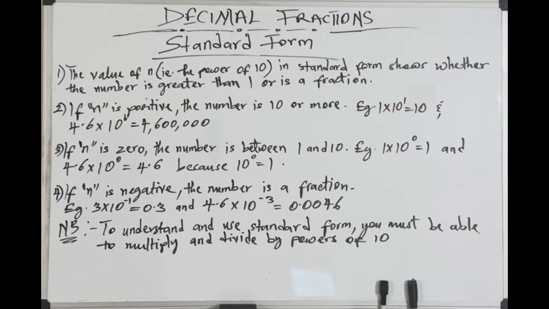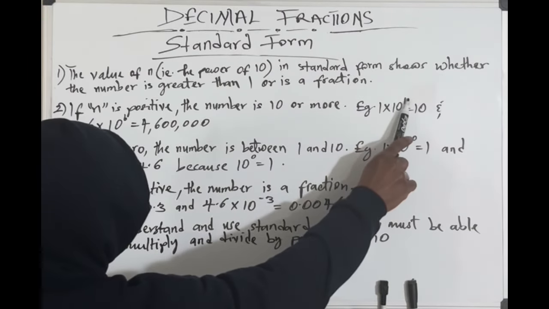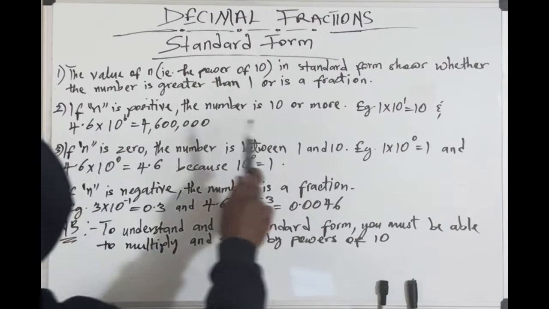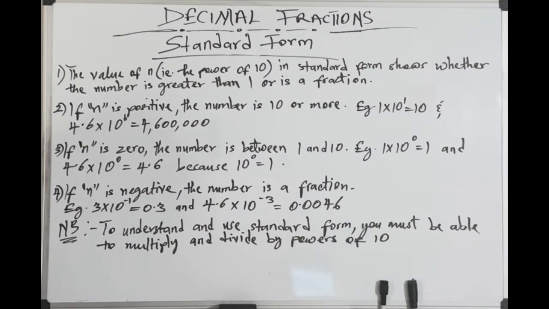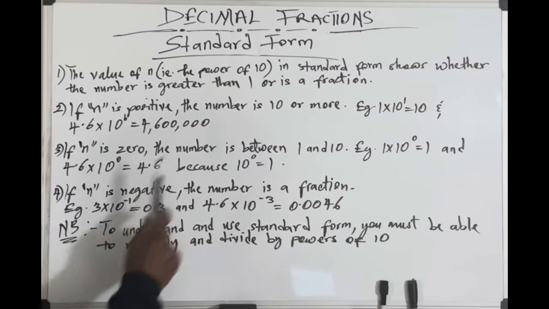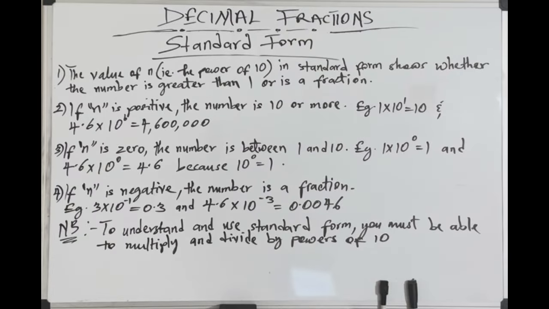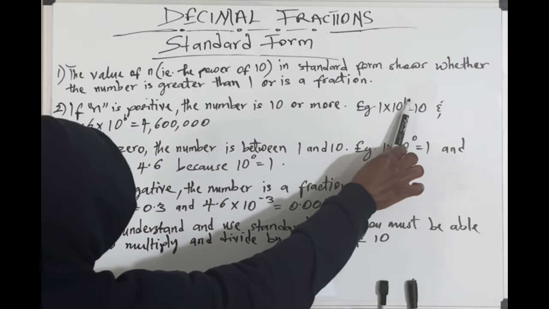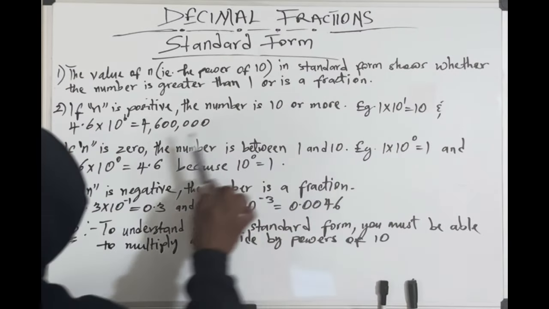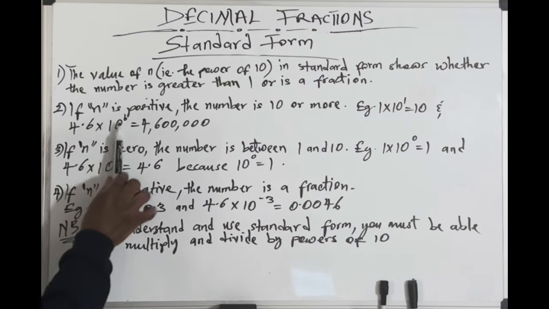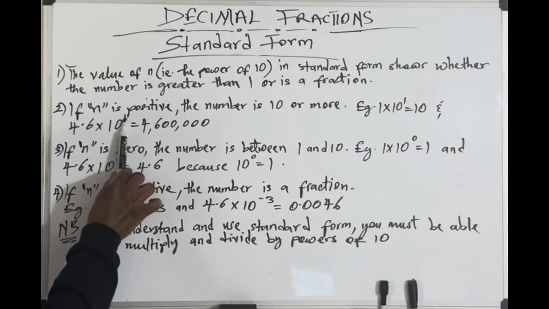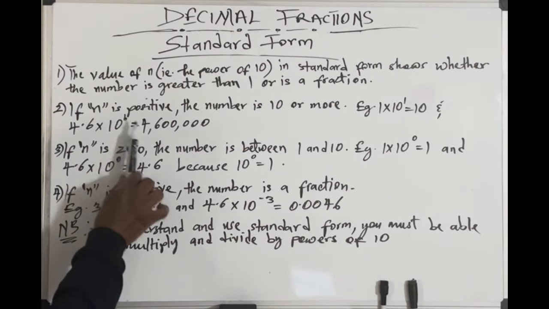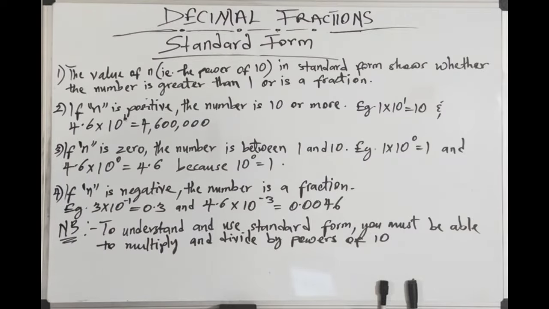So whenever the n, which is the power, is positive, the answer will be more. So 1 times 10 raised to the power 1, because it's positive, is 10. 4.6 times 10 raised to the power 6, which is positive 6, we get 4,600,000.